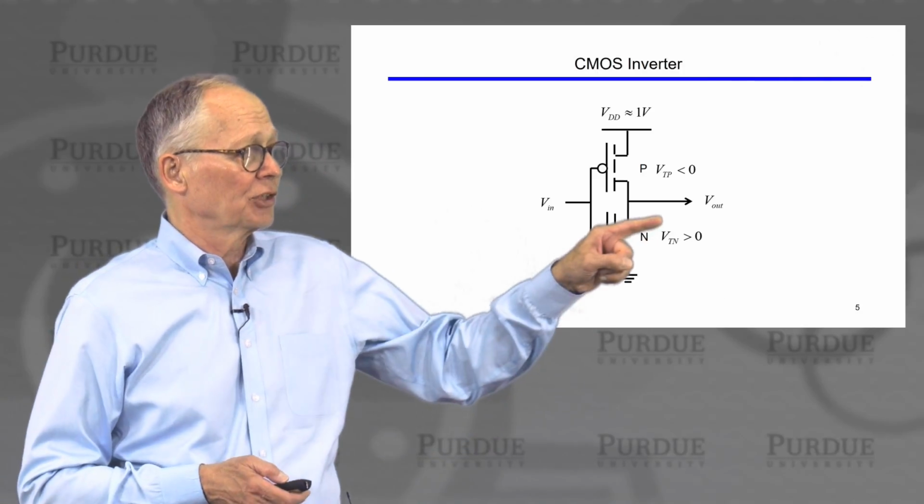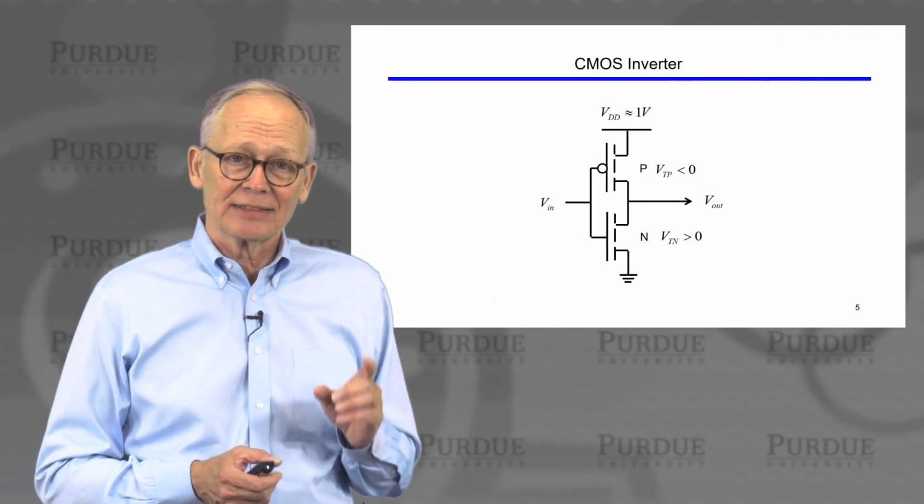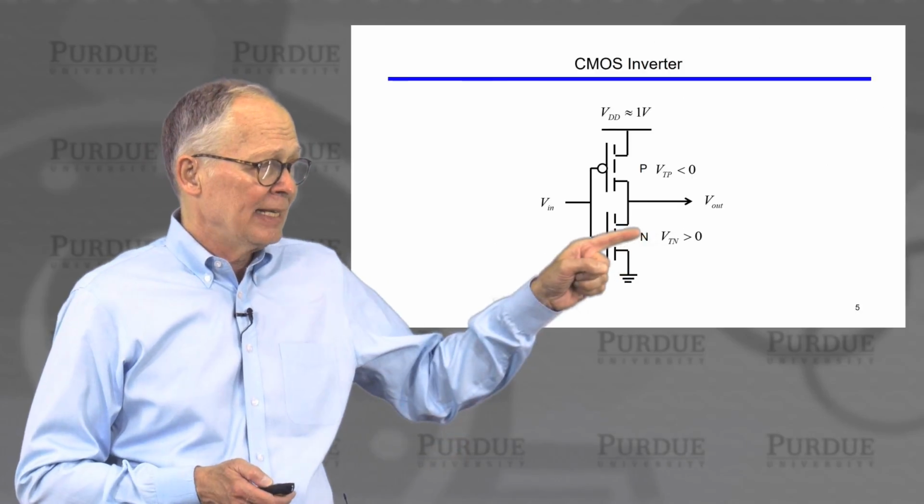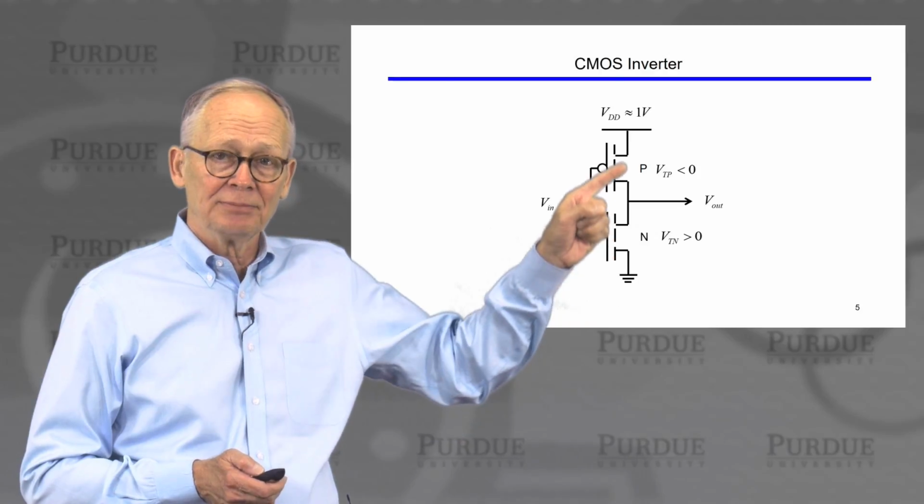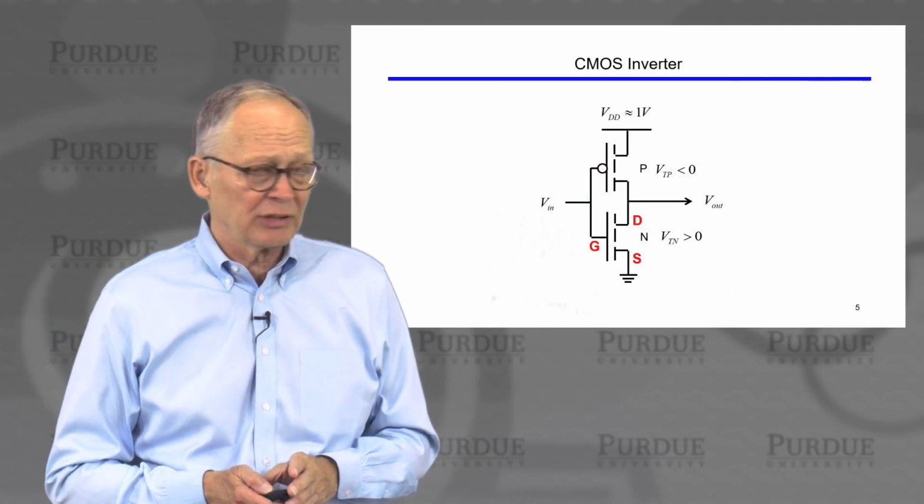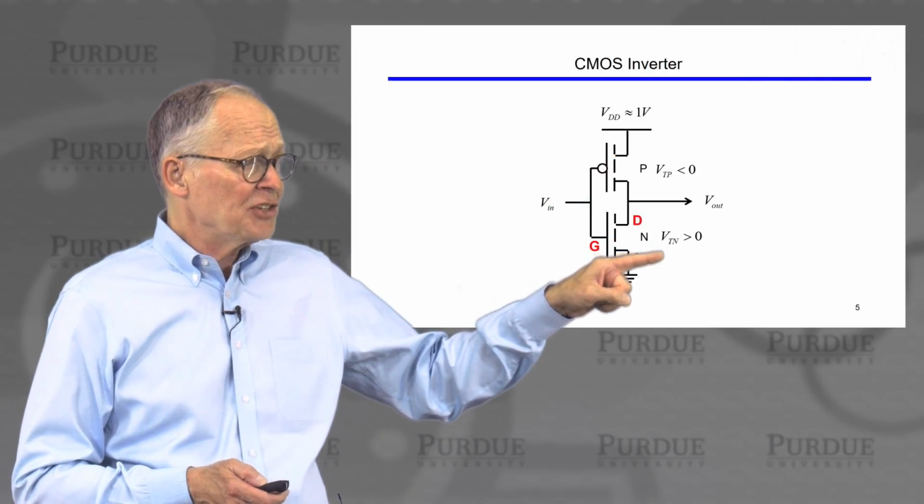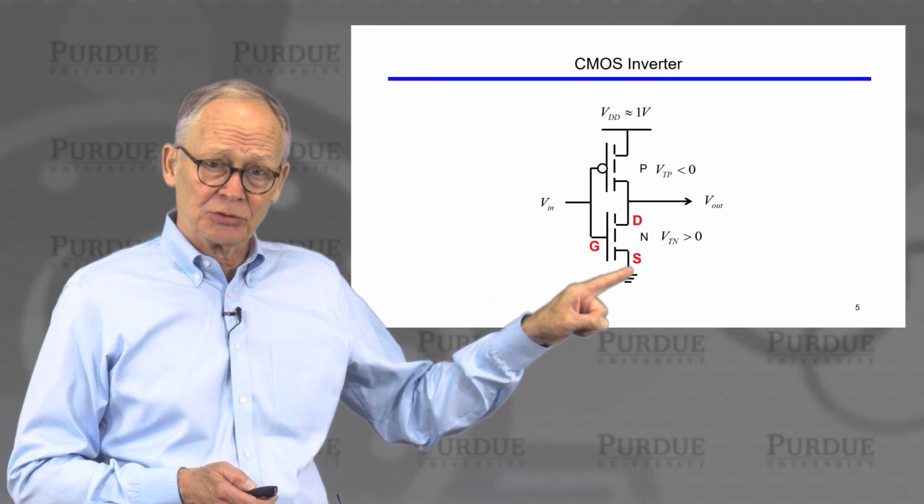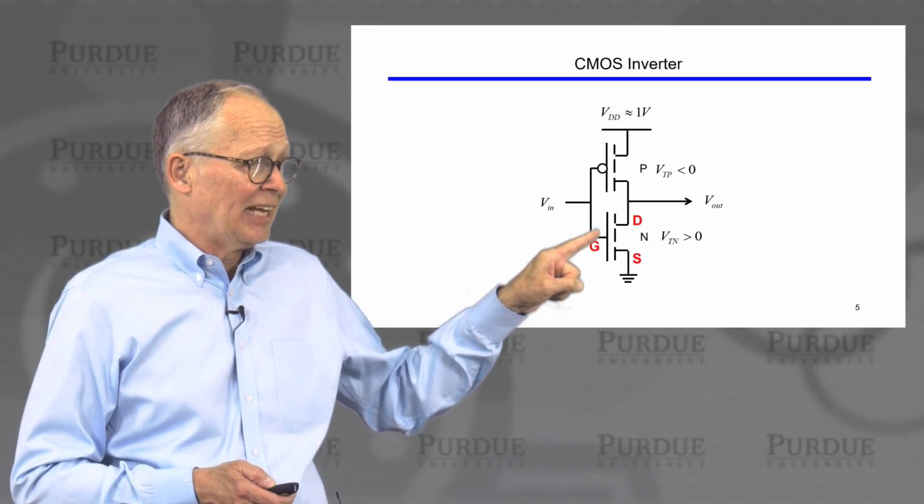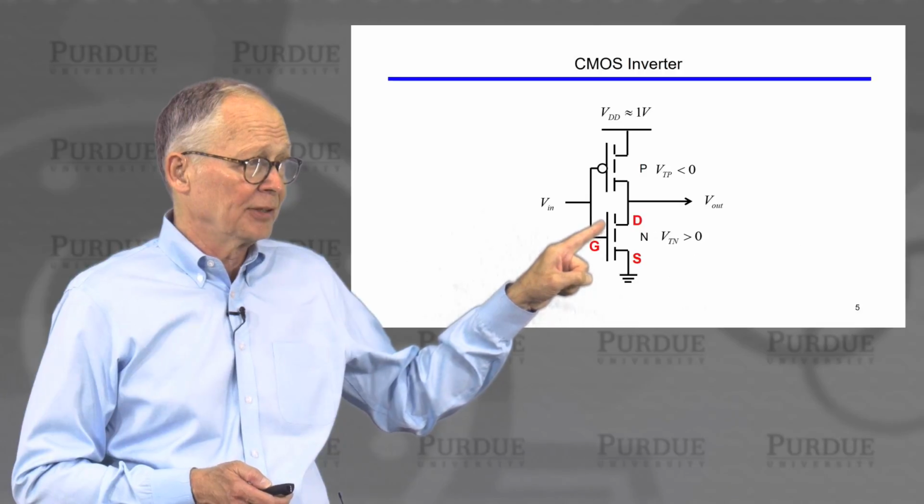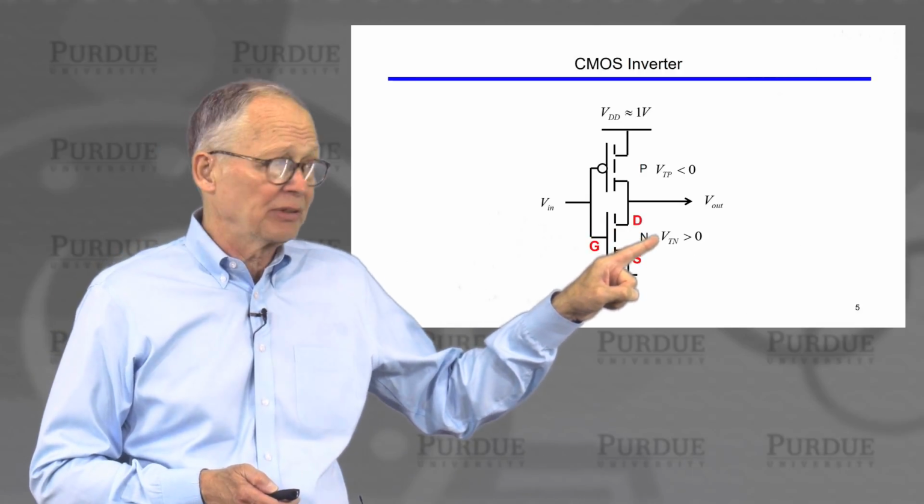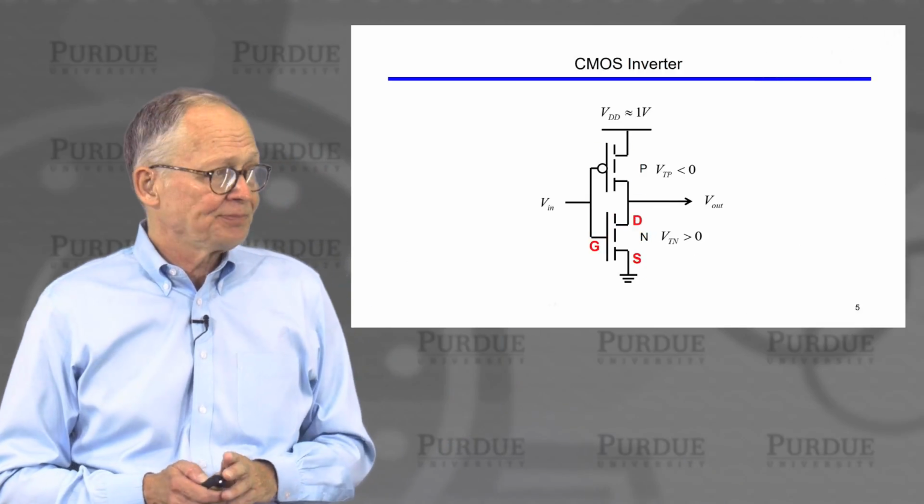So we have both flavors of transistors, and we use both of those transistors in the basic building block for CMOS digital circuits. And the basic circuit is what we call a CMOS inverter. It has an N-channel transistor on the bottom, and it has a P-channel transistor on the top. The N-channel transistor is connected so that its source is grounded. The gates of both transistors are connected together, and the drain of the N-channel transistor is connected to the output.